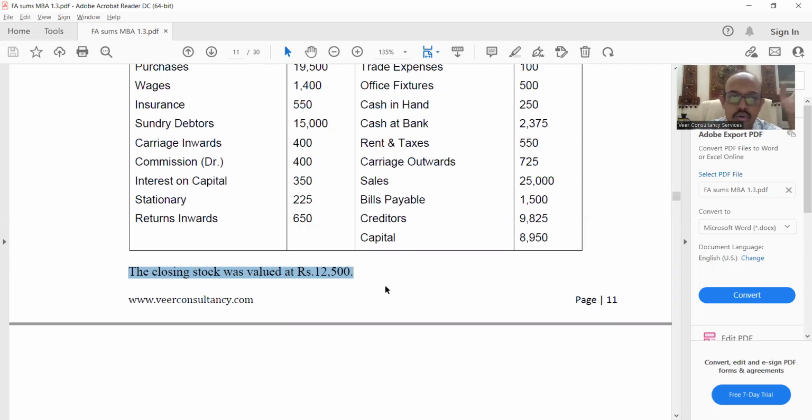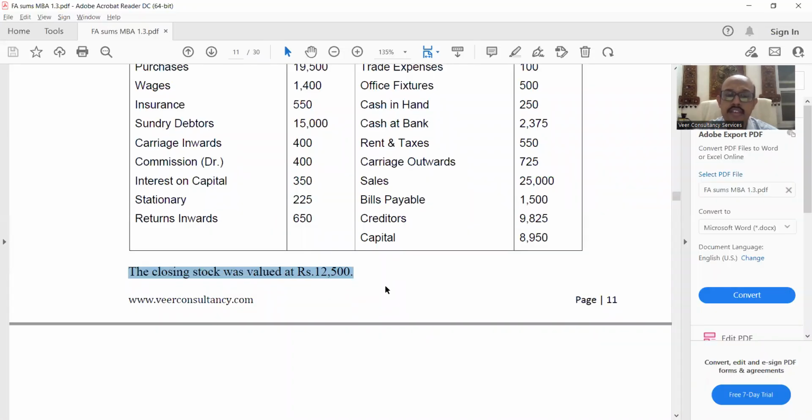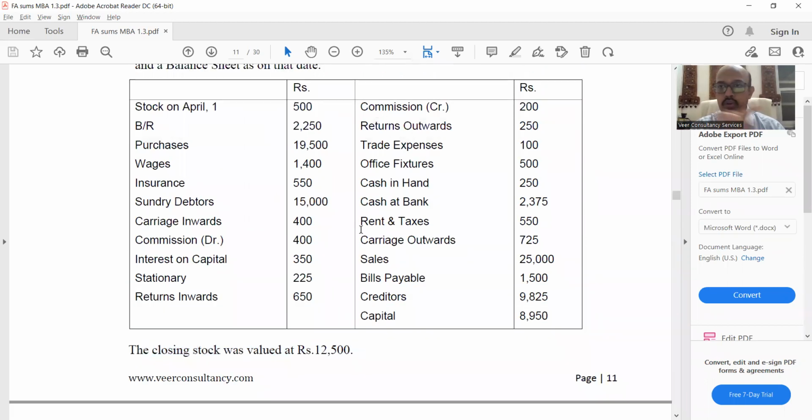One effect is that it will go somewhere on the credit side of the trading account. You'll write by closing stock. And the other is that it's my asset. So hence it will go in the balance sheet as an asset. So right, there are two effects. Effect number one, write it there: trading credit. Effect number two, what? Balance sheet on the asset side. So once you have noted all these things, then you are going to prepare trading account, P&L account, and the balance sheet, and just post the items.